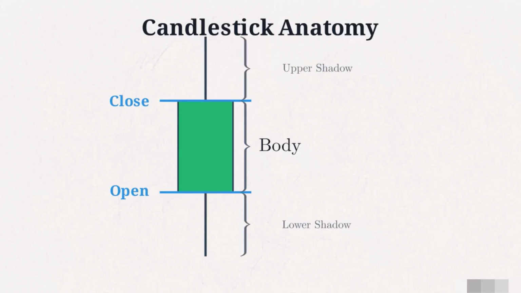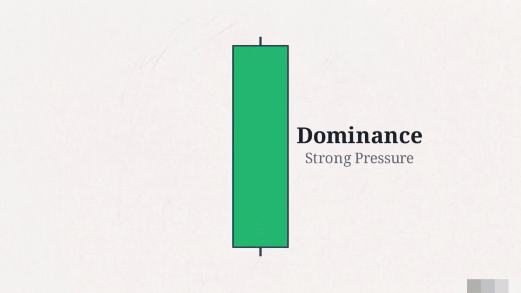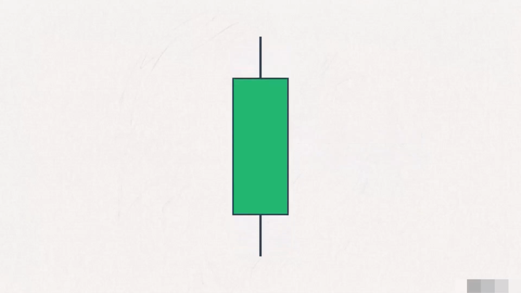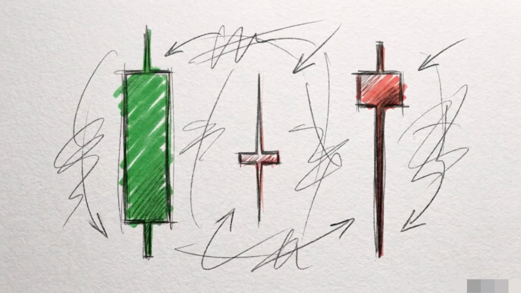When you see a large body with very short shadows, it indicates that one side, either buyers or sellers, exerted strong, uninterrupted pressure. Conversely, a small body caught between long upper and lower shadows reveals a tug of war. The market pushed in both directions, but neither side could hold ground. By evaluating these proportions, you can determine who controlled that specific time period.